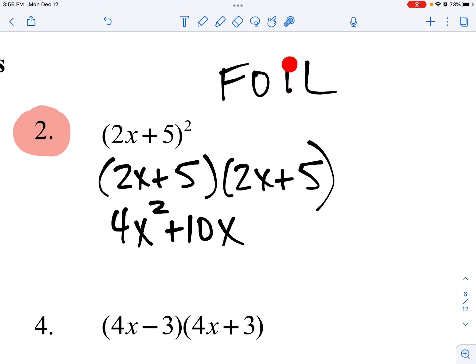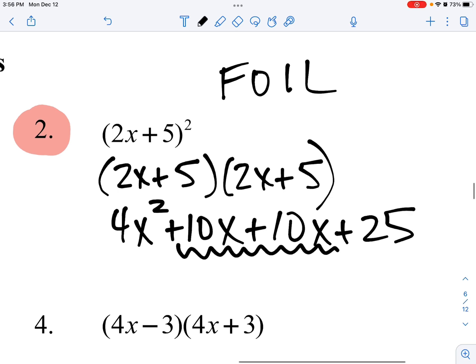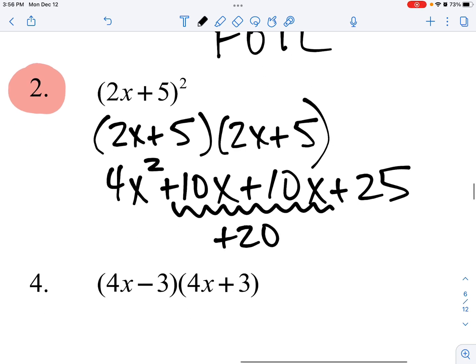The I stands for inside, so 5 times 2x, so plus another 10x. They're not always the same number, but in this case they are. 2x times 5 and 5 times 2x. Those are both 10x. The L stands for last, so the last number in each parentheses. The 5 and the 5 get multiplied together, which makes 25. And then look, these are like terms. 10x plus 10x makes positive 20x. You still have 25, and you still have 4x squared.